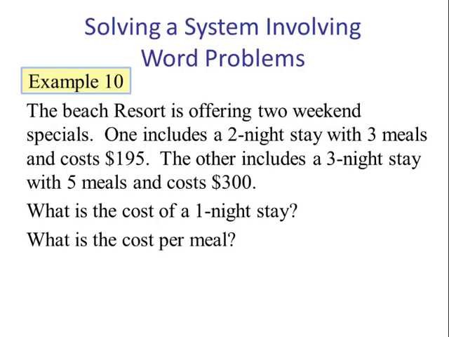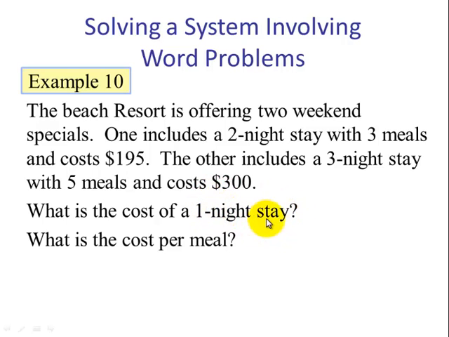Example 10. The beach resort is offering 2 weekend specials. One includes a 2-night stay with 3 meals and costs $195. The other includes a 3-night stay with 5 meals and costs $300. What is the cost of a 1-night stay? What is the cost per meal?